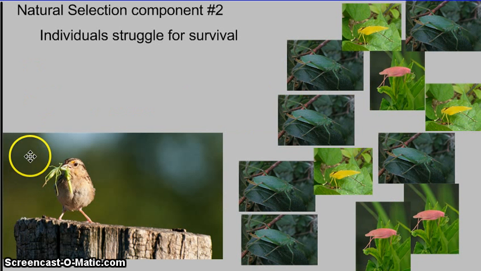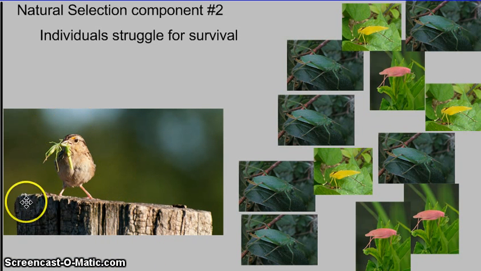So, the second component of natural selection is that individuals will struggle for survival. So in this diagram here we see a common wren, or maybe this is a chipping sparrow, I'm not sure. Anyway, a predator of the katydid, and we see it here holding a katydid in its mouth. We also over here see a population of katydids, essentially a bunch of pictures of katydids, but they're meant to represent the population of katydids living in the area where this sparrow is hunting.